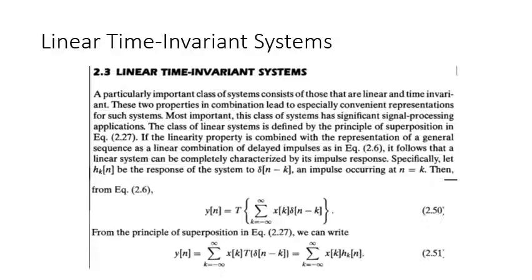So it is very easy to describe, define, or characterize a system if it is linear time invariant. We can completely characterize a linear time invariant system with its impulse response, because we know that if there is addition at the input, there will be addition at the output. If there is scaling at the input, there will be scaling at the output. If there is delay at the input, there will be delay at the output. So a particularly important class of systems consists of those that are linear time invariant.